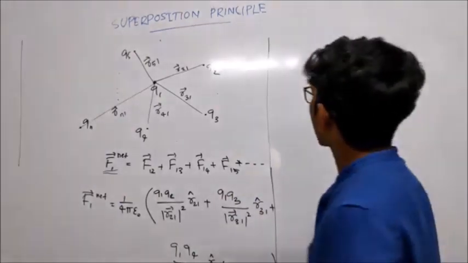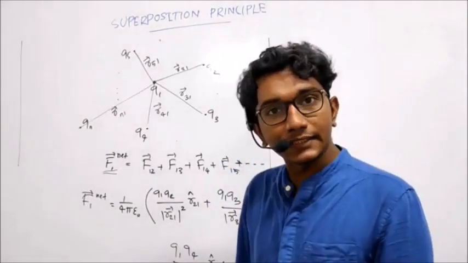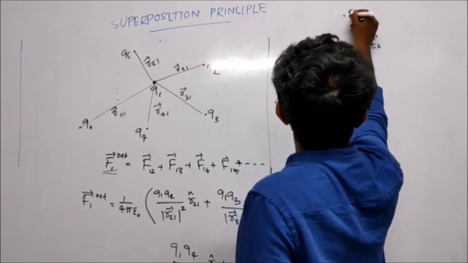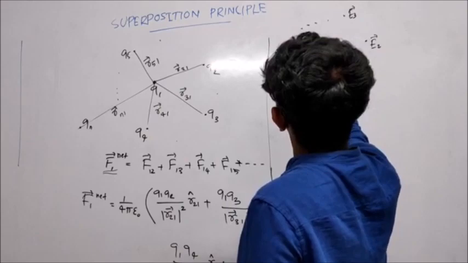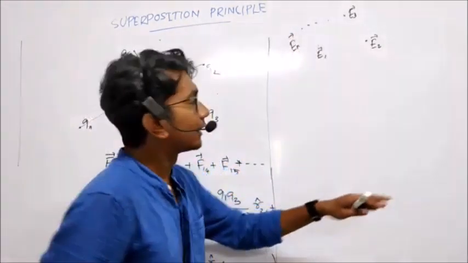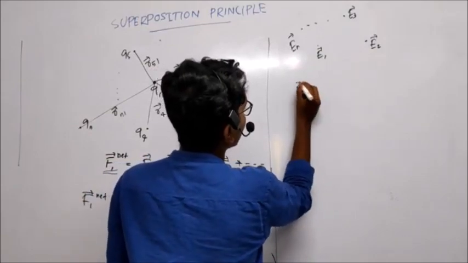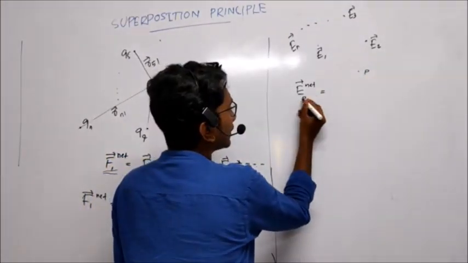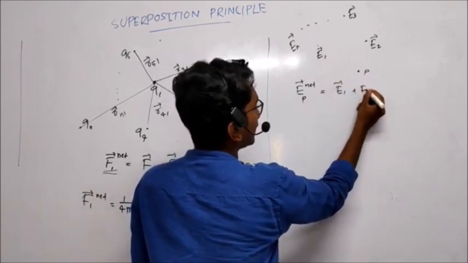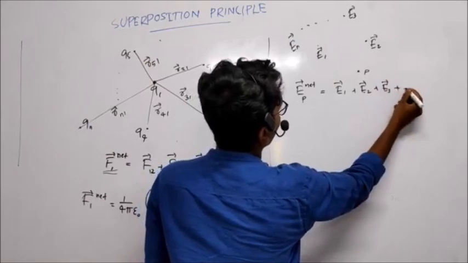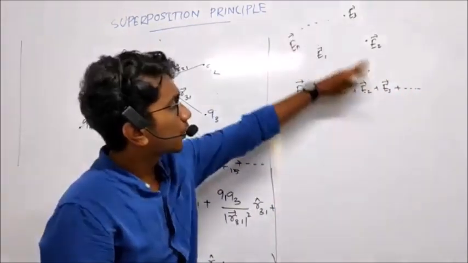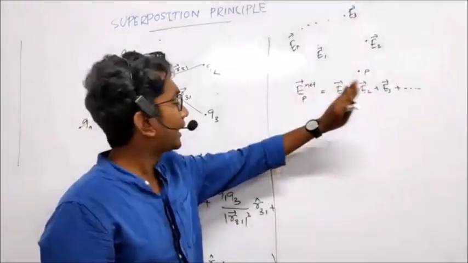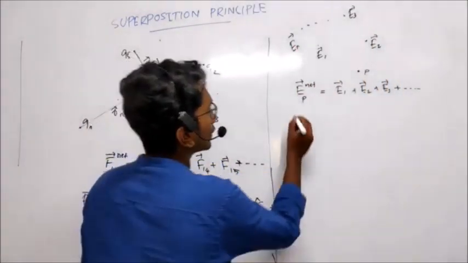Next we are going to talk about the electric field. Suppose there are n number of electric fields, E1, E2, E3 and so on, in a region. Then we can write E net at any point, let's say point P, as E1 plus E2 plus E3 and so on, till En. This is the superposition principle of the electric field. The total electric field will be the vector sum of all the electric fields. So this is our equation.